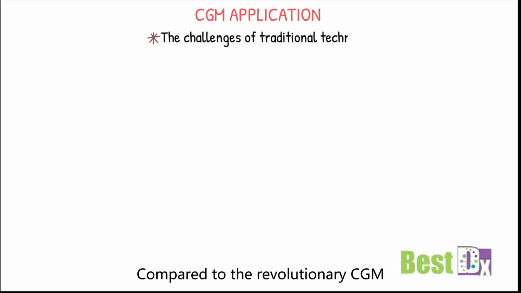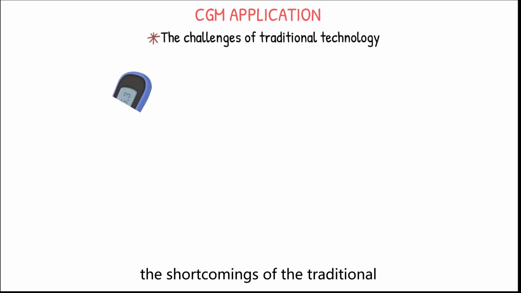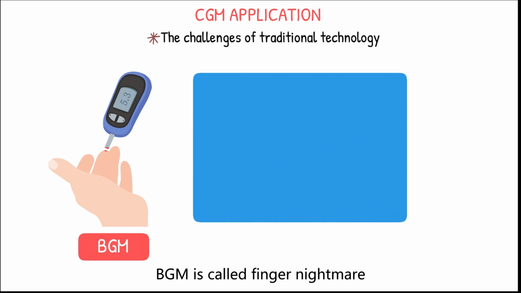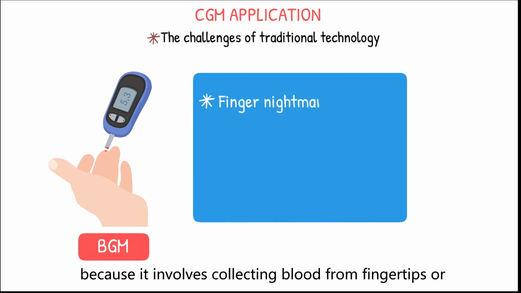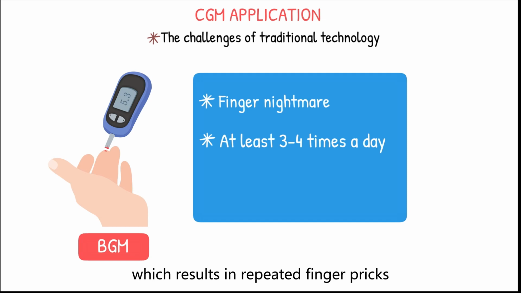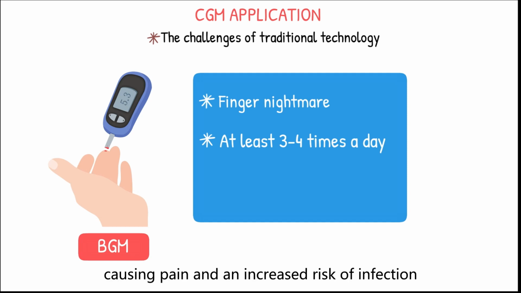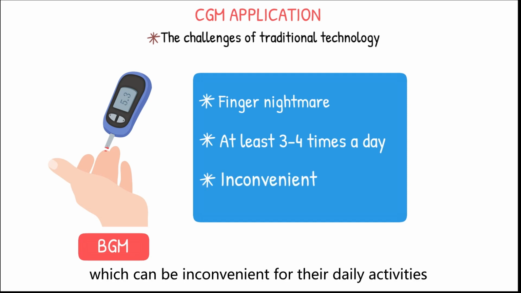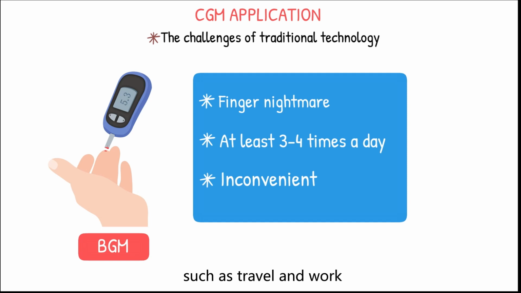Compared to the revolutionary CGM, the shortcomings of the traditional way, blood glucose monitoring, BGM, emerge. Firstly, BGM is called the finger nightmare because it involves collecting blood from fingertips or other body parts at least 3 to 4 times a day, which can result in repeated finger pricks causing pain and increased risk of infection. Besides, multiple samplings during the day require patients to carry test strips, lancets, blood glucose meters, and other equipment, which can be inconvenient for their daily activities such as travel and work.